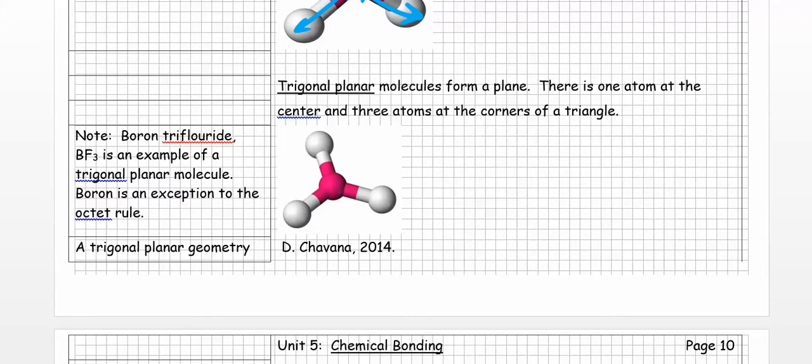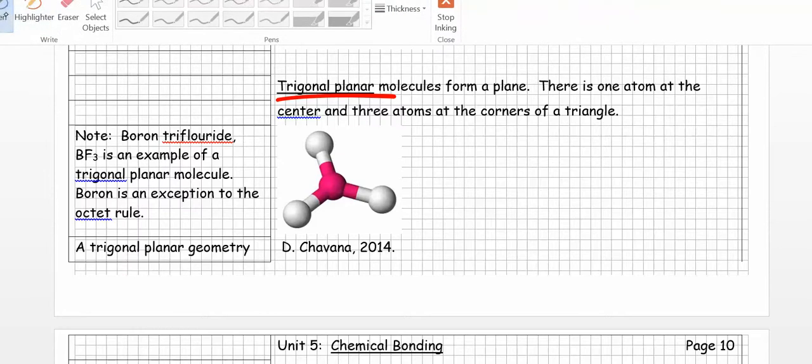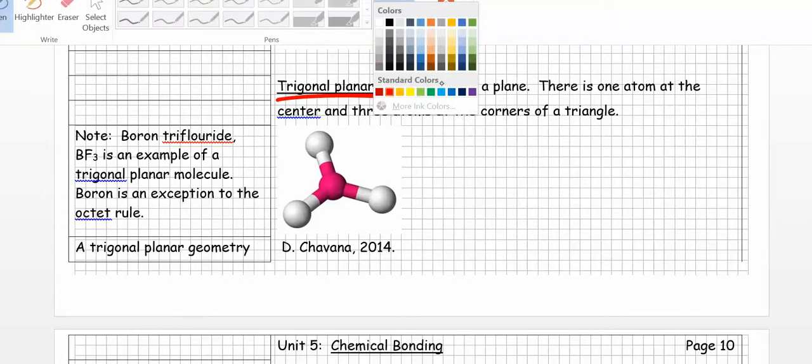Trigonal planar molecules. Well, what does trigonal mean? Trigonal means three, right? Tri means three. Planar means everything's in the same plane, right? Everything is in the same plane. So trigonal planar molecules have one thing in the middle and three things that are extending out from that center, right? Three things that are moving out from that center.